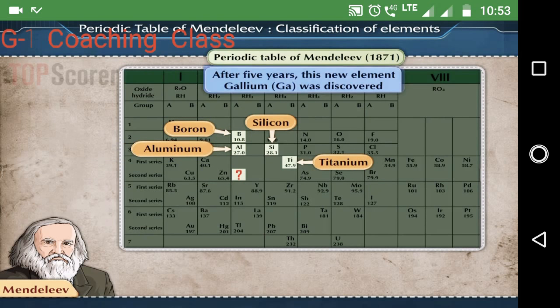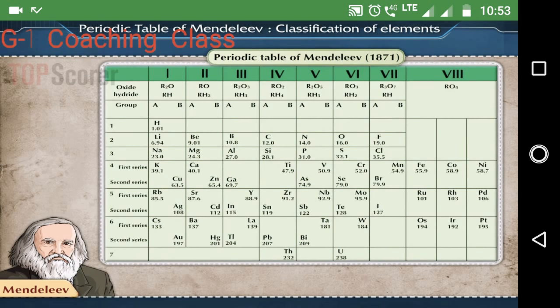After 5 years, this new element, gallium, was discovered and Mendeleev's prediction according to the periodic law was found to be true. Thus, gallium is placed below aluminium. Mendeleev's periodic table is as below.